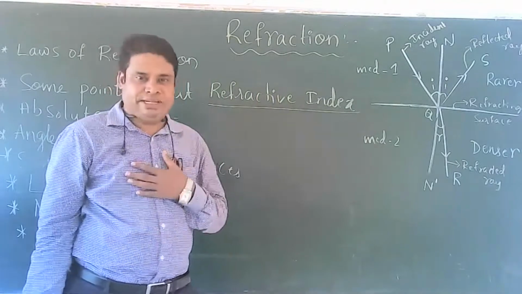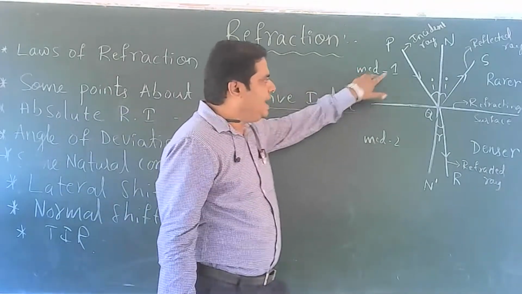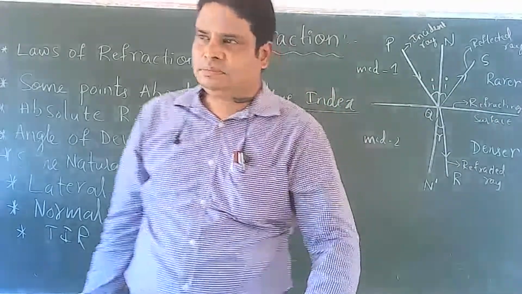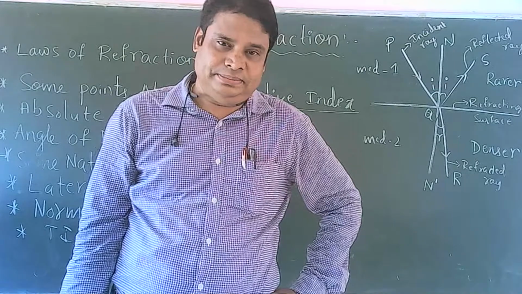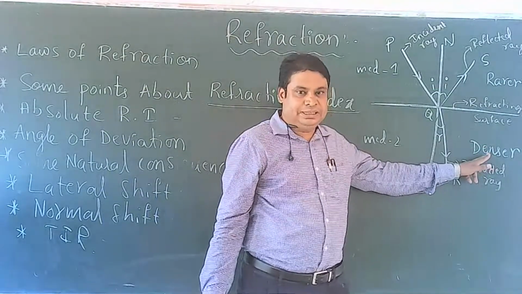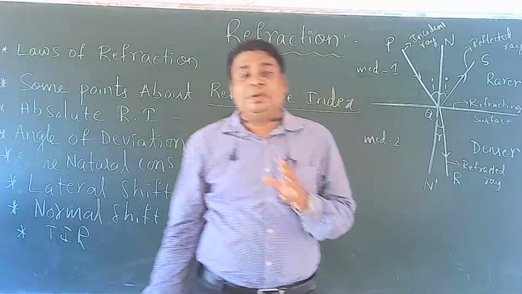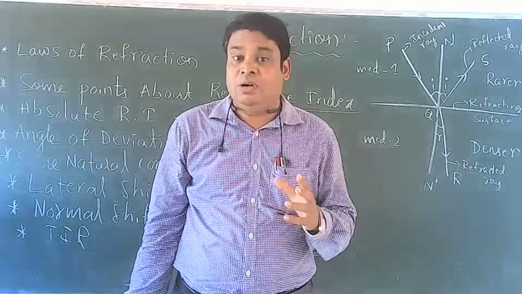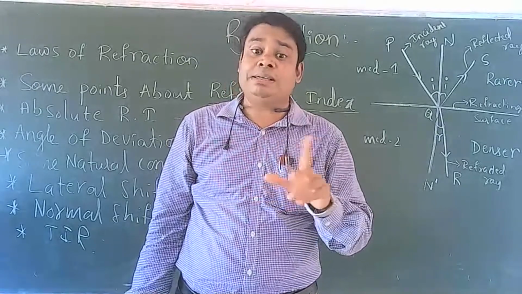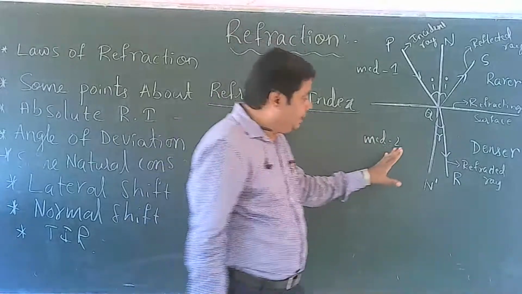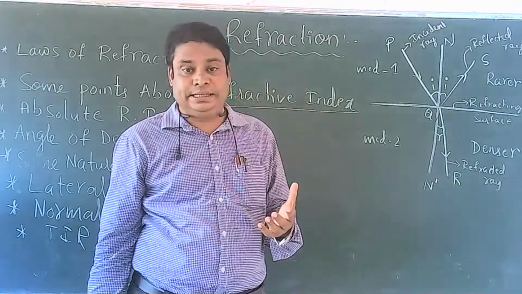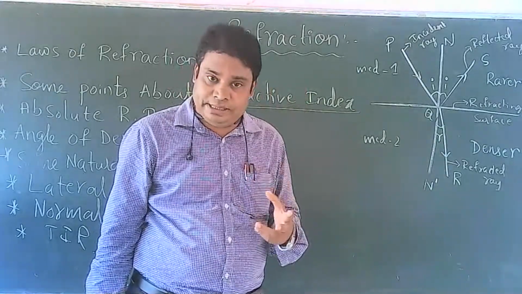Here we have two media. We have considered the first medium as a rarer medium. Rarer medium means less dense medium. The second medium is called denser medium. It is an optically denser medium, not your usual mass density. It's denser due to optical density. How is it denser? It is due to optical density.